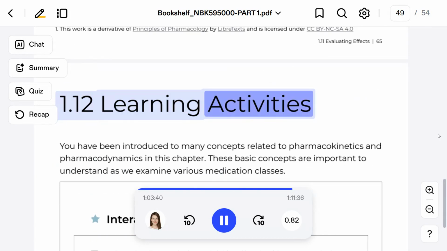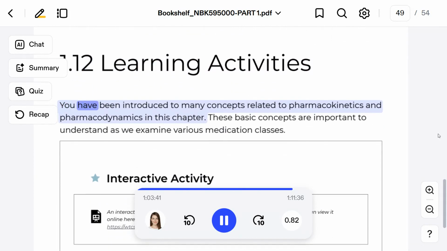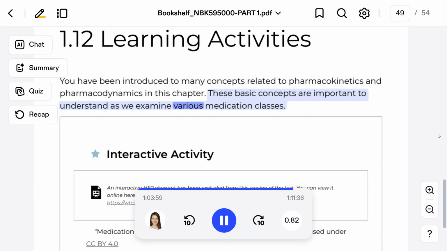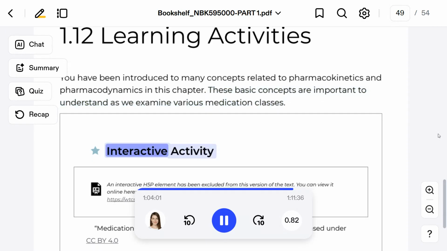1.12 Learning activities. You have been introduced to many concepts related to pharmacokinetics and pharmacodynamics in this chapter. These basic concepts are important to understand as we examine various medication classes.